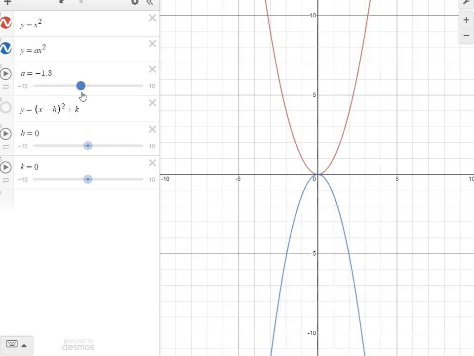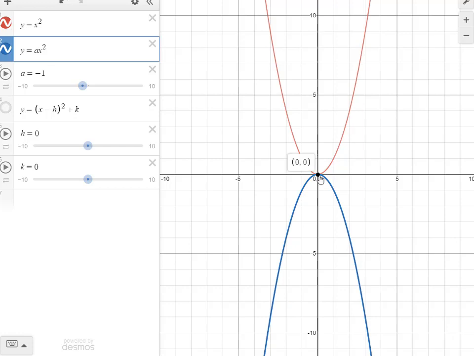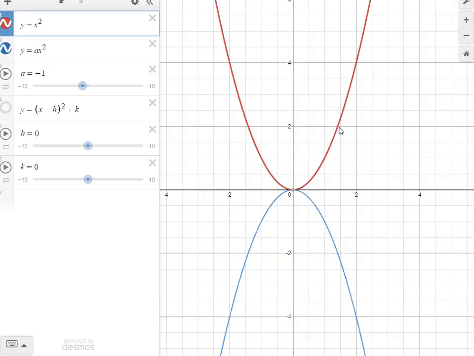Or -1. Let's start with -1. When a is equal to -1, it's reflected perfectly. So when we have the point 0, 0, it's reflected across the x-axis, so we still have the point 0, 0. We also have the point 1, 1. That means that down below we'll have the point 1, -1, because it's reflected, right? So the y values will just be negative. So if we have 2, 4 up here, we should have 2, -4 over here.